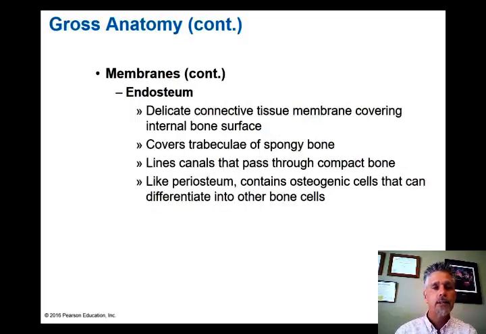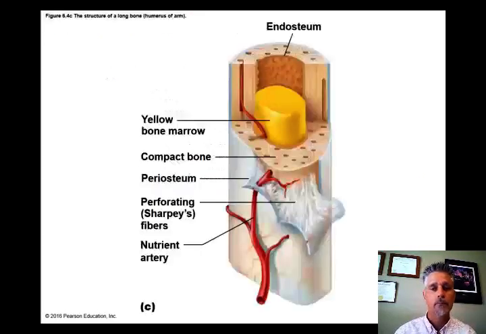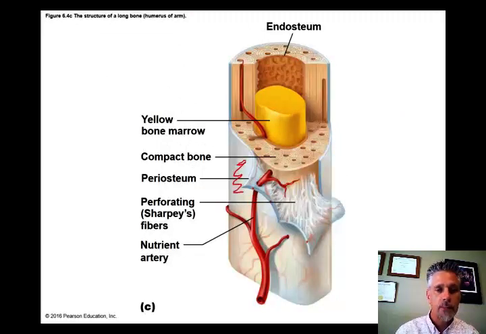Now, endosteum, like we said, is lining the inner medullary cavity. It covers the trabeculae of the spongy bone as well, and it as well lines some of the canals where we see blood vessels going through that compact bone. So we can see here is the periosteum on the outside. You see these little Sharpey's fibers. These are like little tacks holding it on. And then endosteum is going to be lining the inside instead.